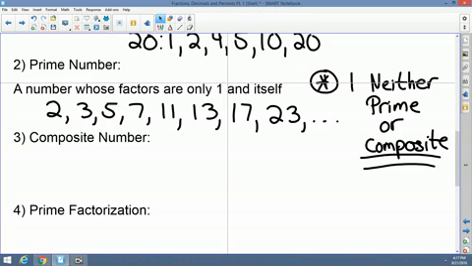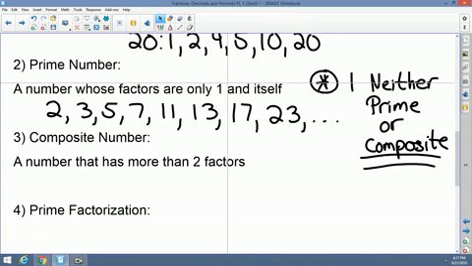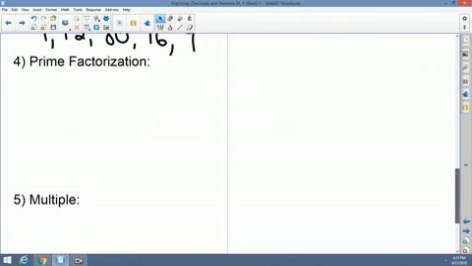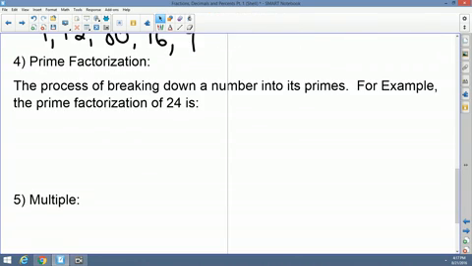To focus on composite a little bit more, a composite number again is a number that has more than 2 factors. So composite numbers would be numbers such as 4, 12, 80, 16, 9. All of these numbers have more than 2 factors. And that's what defines a composite number. Now, there's a skill called prime factorization that is very important. And prime factorization is the process of breaking down a number into its primes.